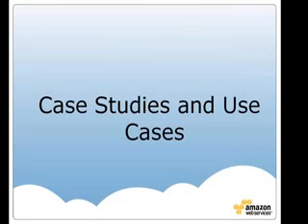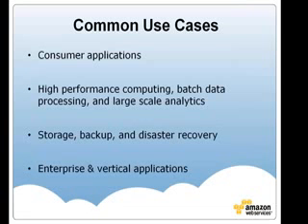Now I'd like to talk to you about some of the ways that our customers are making use of AWS. These are the 4 principal areas that we see AWS being put to use by our customers. Many different types of consumer applications, high-performance computing with batch data processing and large-scale analytics, storage, backup, and disaster recovery, and then running enterprise and vertical applications.